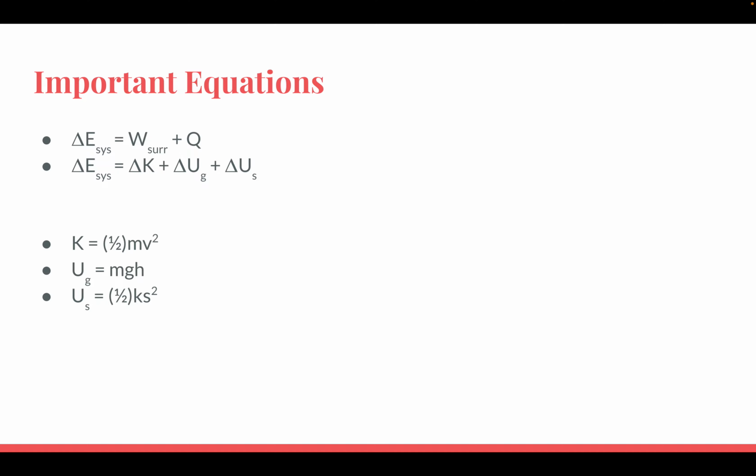Some important equations to remember: change in energy of the system equals work surrounding plus heat transfer, or in this specific scenario, change in energy of the system equals change in kinetic energy plus change in gravitational potential energy plus change in spring potential energy. And here are the respective equations for each. Kinetic energy equals 1/2 mv squared, gravitational potential energy equals mgh, and spring potential energy equals 1/2 ks squared, where s equals compressed or stretched length minus relaxed length.